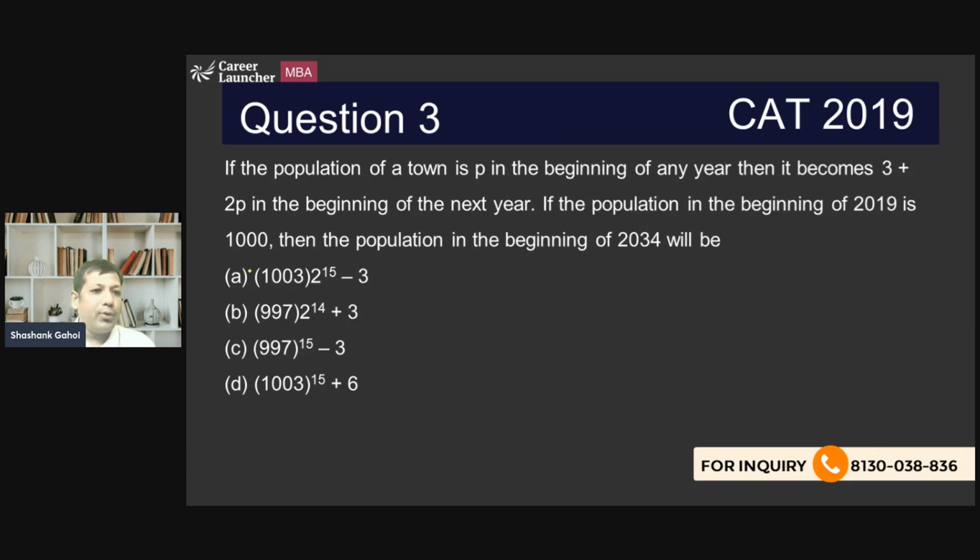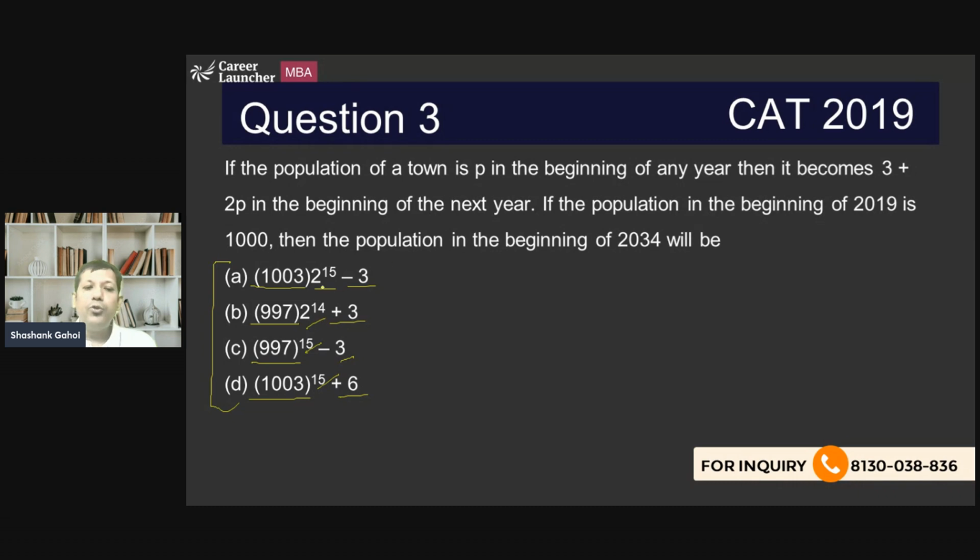So what is going to happen? I'm going to see the options. If you see, the options have powers. So it is 1003 into 2 power something minus 3. It is 997 into 2 power something plus 3. It is 997 power 15 minus 3, it is 1003 power 15 plus 6. Now basically this is extremely tricky, which option I am going to get.